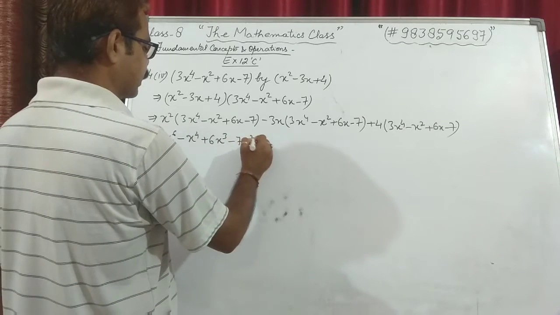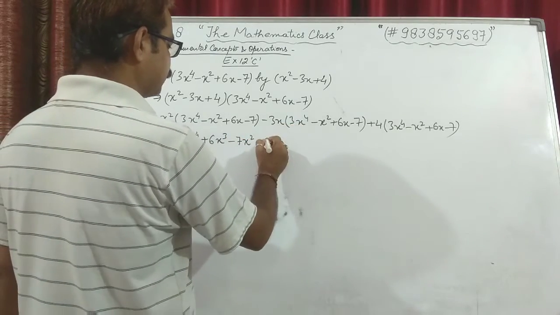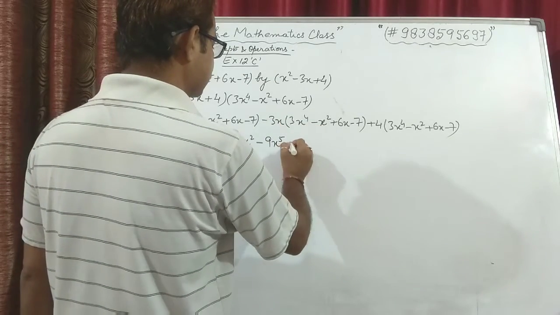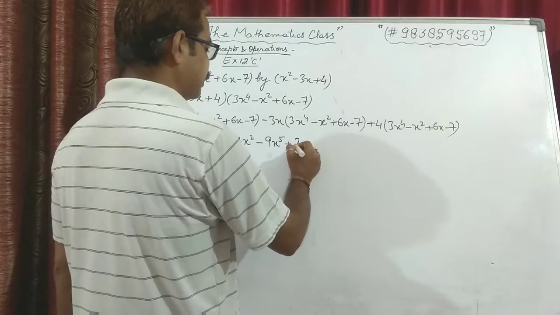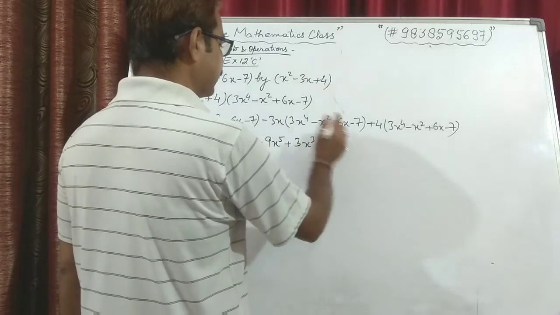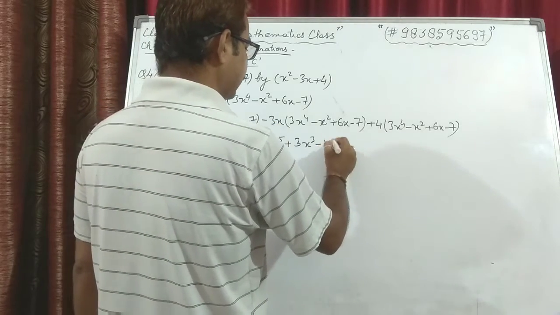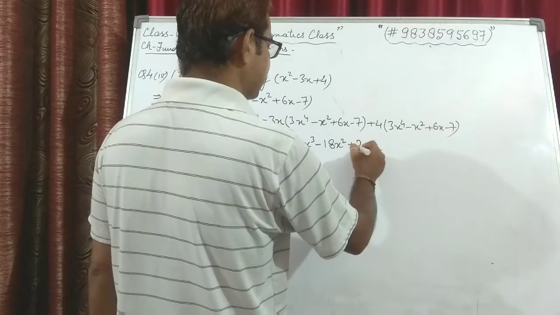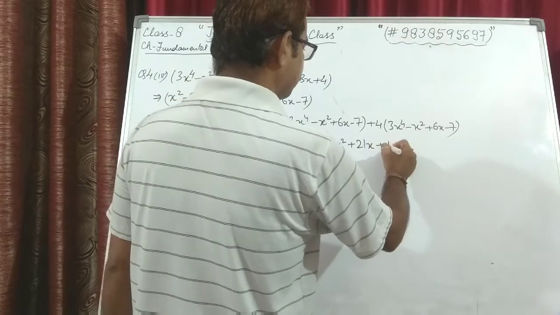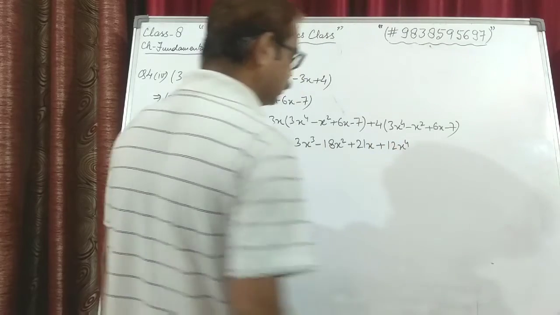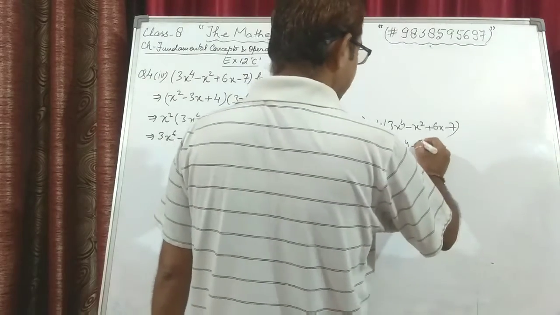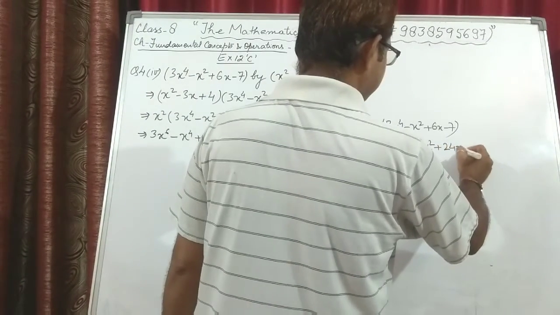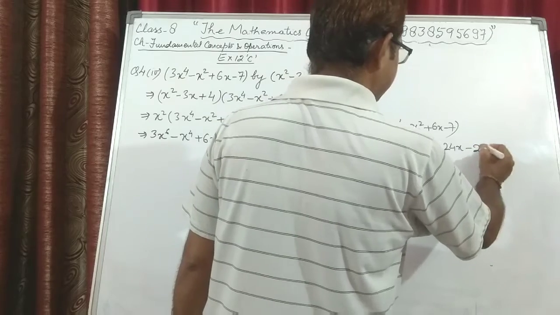minus 7 into x square is 7x square. Then 3x into 3x to the power 4 is 3 3s are 9, x to the power 5 minus, and this minus is plus, 3x into x square will be 3x cube, minus and plus is minus, 6 3s are 18x square, minus and minus is plus, 7 3s are 21x, plus 4 3s are 12x to the power 4 minus 4x square plus 24x minus 7 4s are 28.